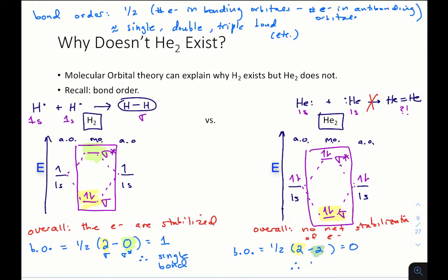Thus, there is no net bonding interaction between the 2 atoms of helium, and molecular helium, as a consequence, does not exist. There's no net stabilization of electrons. Electrons in the sigma orbital are lower energy, but the electrons in the sigma star are not. They're higher energy, and that cancels out the stabilization of the electrons in the bonding orbital.